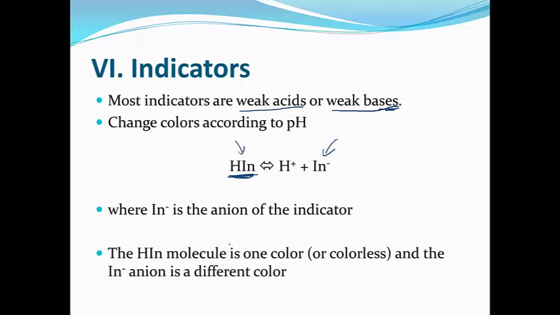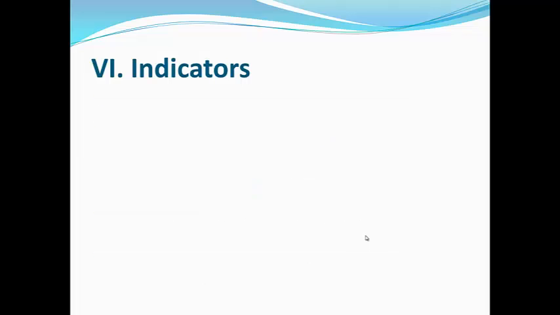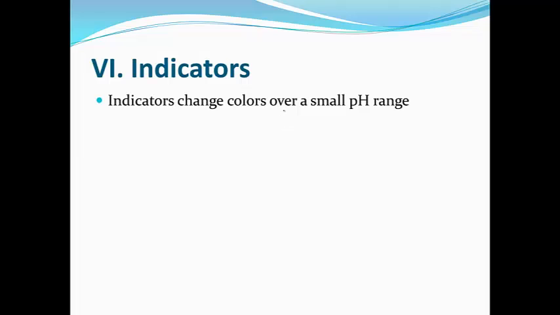Now, how does it work? The molecule has one color and the anion has a different color. Indicators will change color only over a very small pH range. This is known as a transition interval, so remember that term.